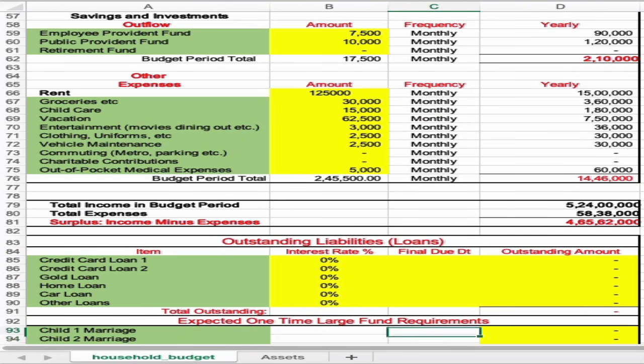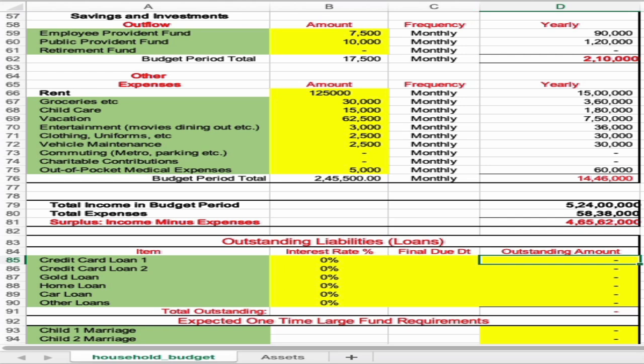Now let's say you have outstanding liabilities. What you need to do is you need to go and write what is your percentage that you are paying on credit card loan 1, loan 2, gold loan, home and so on. And then what is the final due date? When is it going to close? When will the loan be closed? And what is the current outstanding amount on each of these?